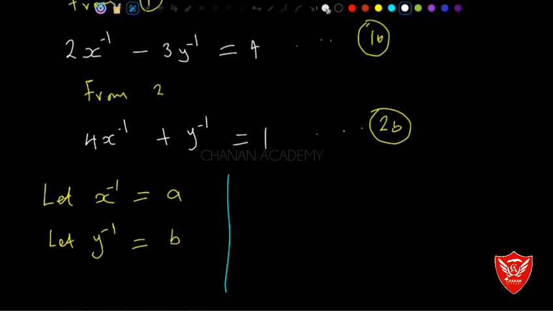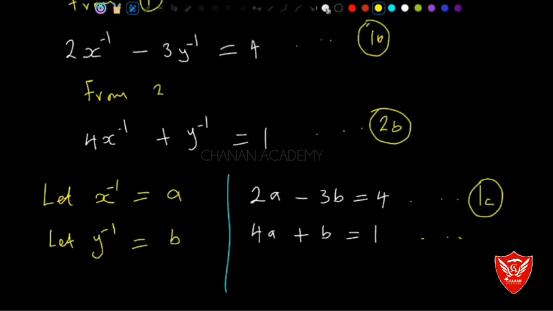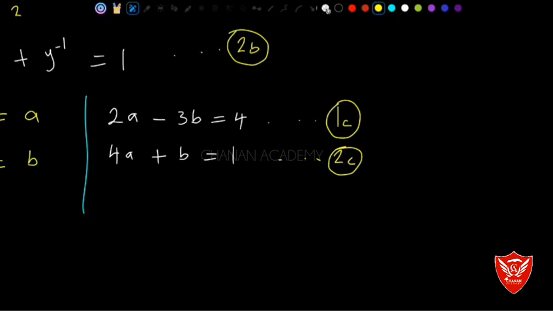From equation 1b, we are going to have 2a minus 3b equal to 4. And then equation 2, we are going to have 4a plus b equal to 1. We can then call this equation 1c and equation 2c. Alright, now this is easy to solve. We can solve this using any of the methods, but however, I'll use substitution for this.